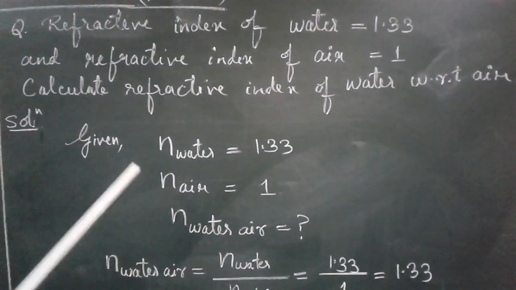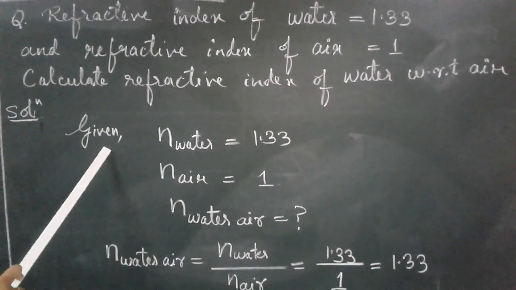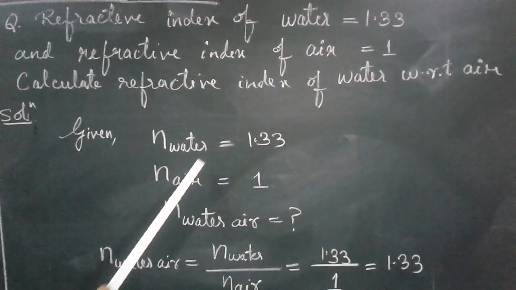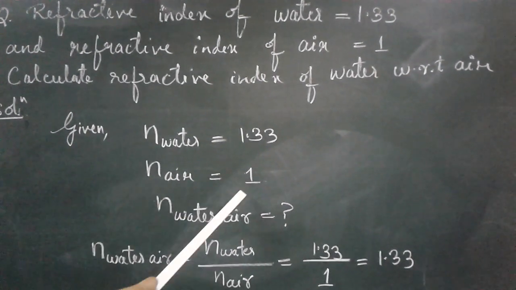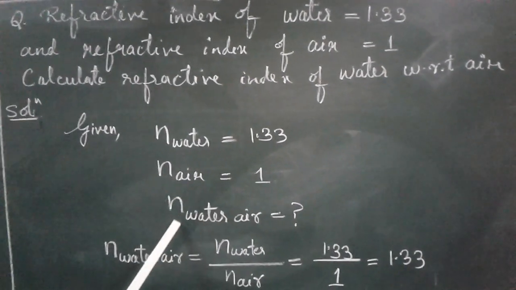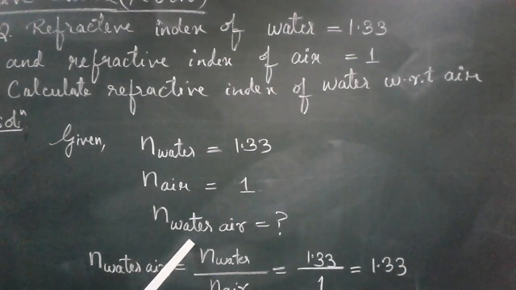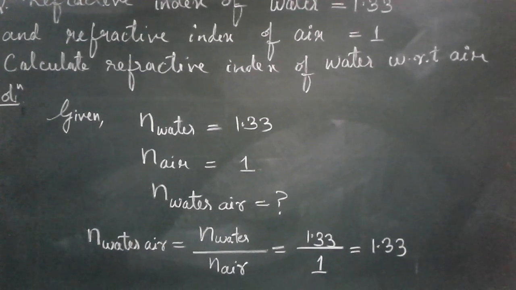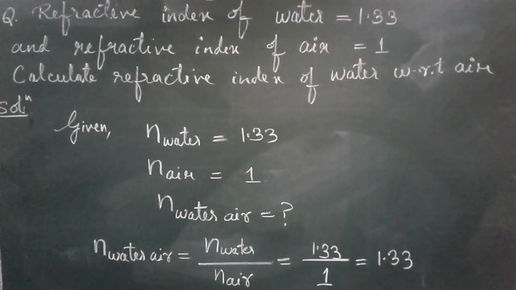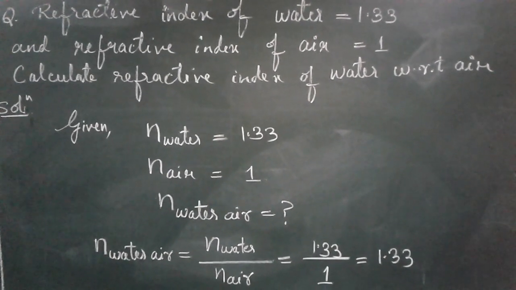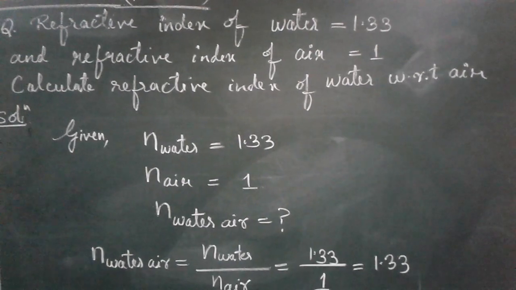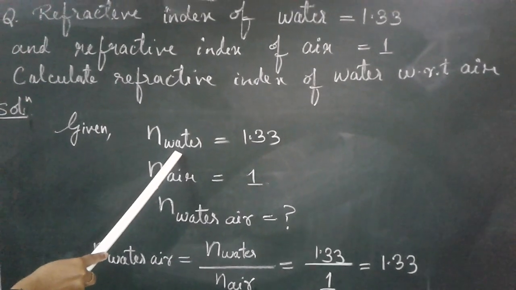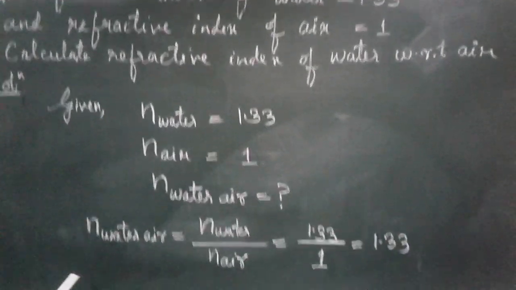So here I have written what is given in the question. The refractive index of water is given as 1.33. The refractive index of air is given as 1. We have to calculate the refractive index of water with respect to air. This is how it will be written. Till now we have written it in the form of N21, N12 and so on with the help of numbers. Now I have written words in place of the numbers. So let us see how we are going to use this.